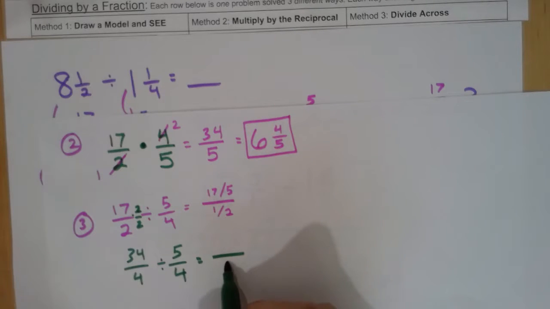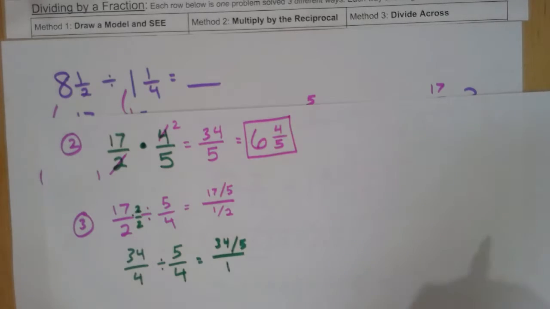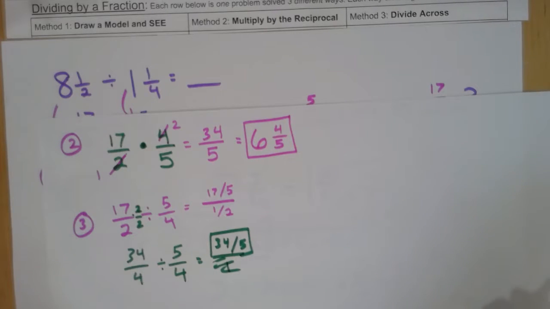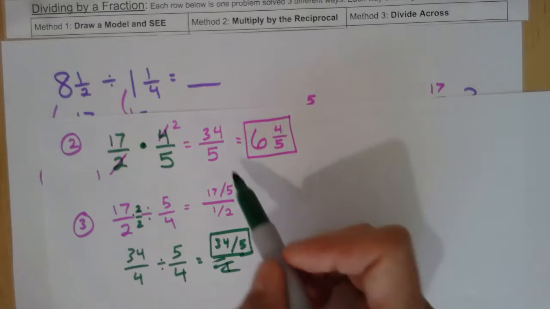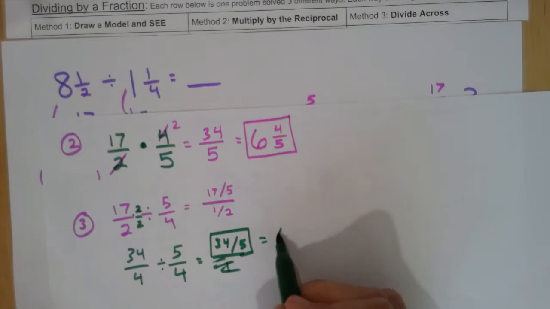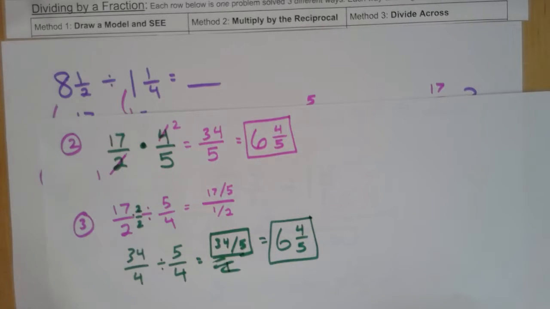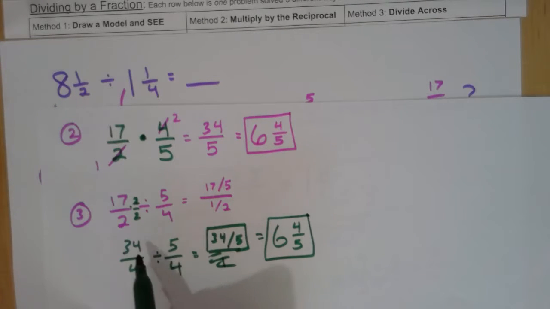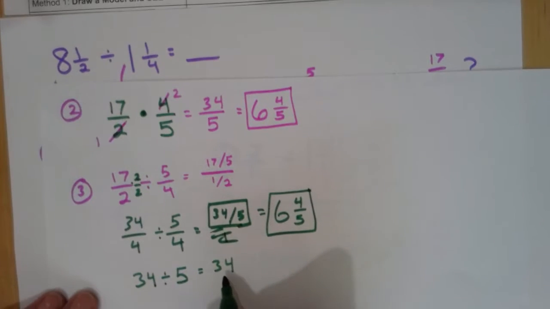4 divided by 4 is 1. 34 divided by 5 is 34/5. And anything over 1, you don't even really need to write the 1. It's just itself. We got 34/5. But just like before, we can rewrite 34/5 as 6 4/5. And we get our same final answer. I really like thinking of this method as thinking how many 5/4 are in 34/4. And that's really the same thing as asking yourself how many 5s are in 34, which gives us the fraction that we're looking for.